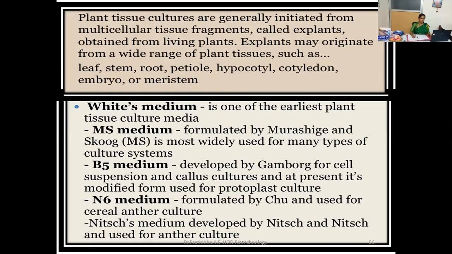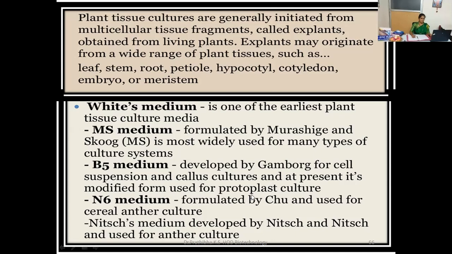To name a few culture media, White's medium is one of the earliest plant tissue culture media. Then MS medium, which was formulated by Murashige and Skoog, in short MS, is most widely used for many types of culture systems. Then B5 medium, developed by Gamborg, for cell suspension and callus cultures. And at present its modified form is used for protoplast culture.